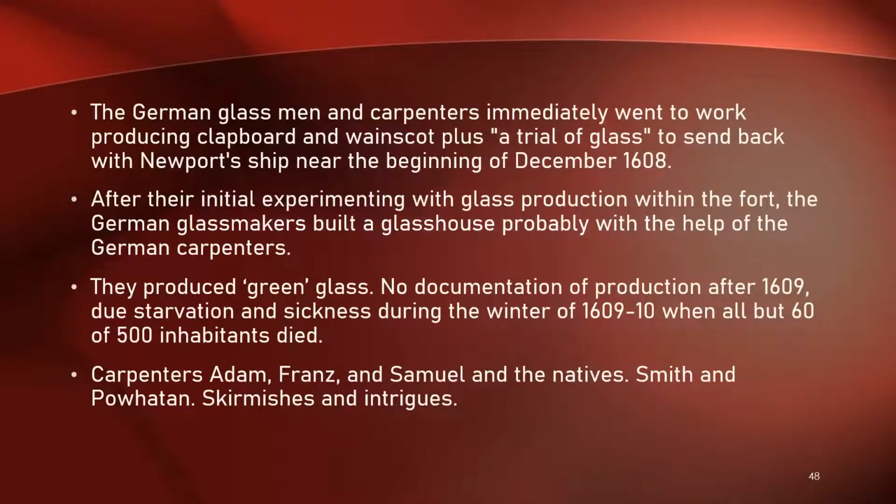These glassmakers first built a temporary factory to make glass as sort of a trial to see how feasible that project might be. The carpenters, we're told, went immediately to work producing clapboard and wainscot. Again, something they would certainly not use in Jamestown on the island. That was strictly to be shipped back to England.